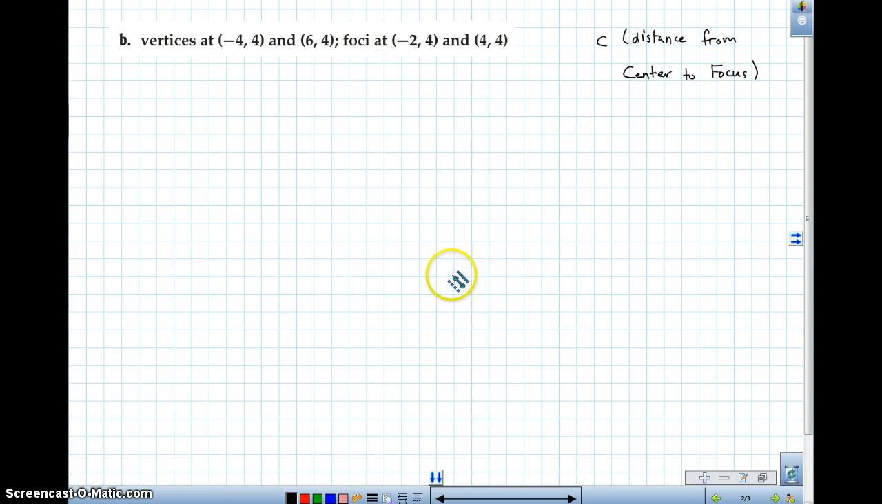So let's go ahead and set up our coordinate axis here. Our vertices are at -4, 4, and 6, 4. So I'm going to need to be up above the axis, so I'm going to set my coordinate grid so I have plenty of space up above the x-axis. The vertices are at -4, 4 and 6, 4. Label those my major vertices.